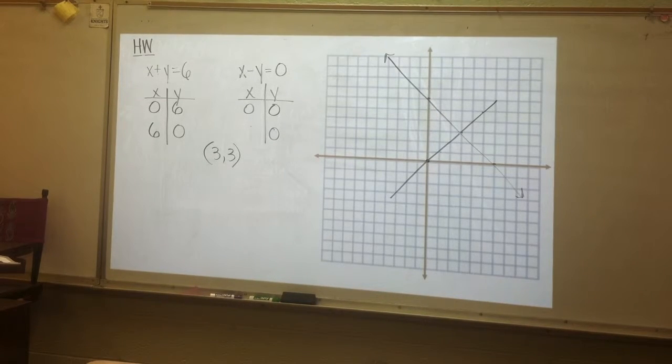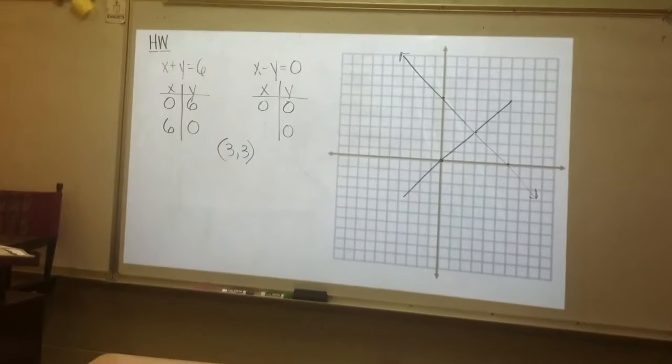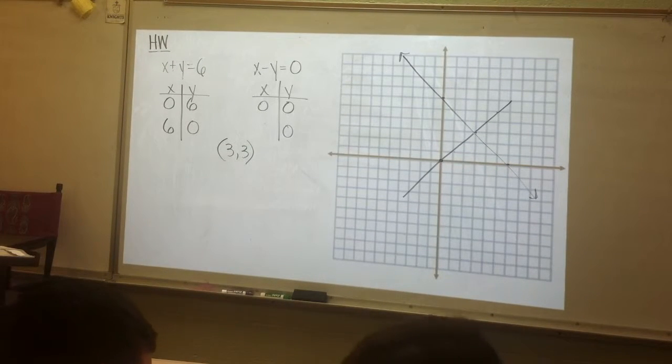Okay, so do they have a solution? No. So do they have a solution? No. That's what you need to write. No solution, because they're never going to intersect. Okay, you can go on to number 5 after you've done number 3 and had it checked.